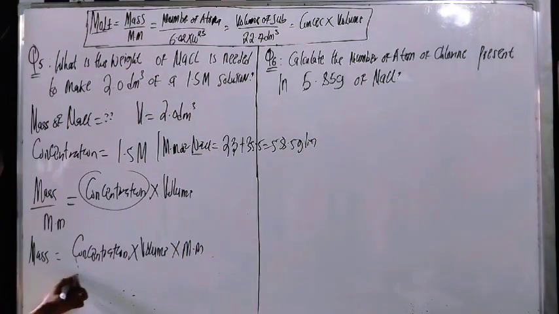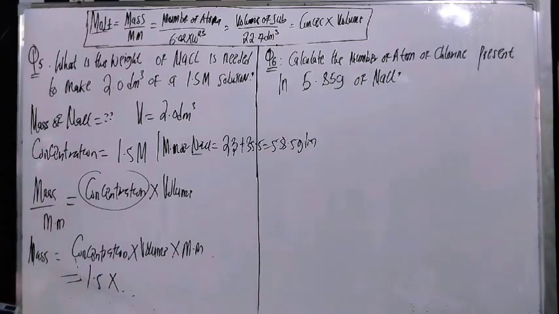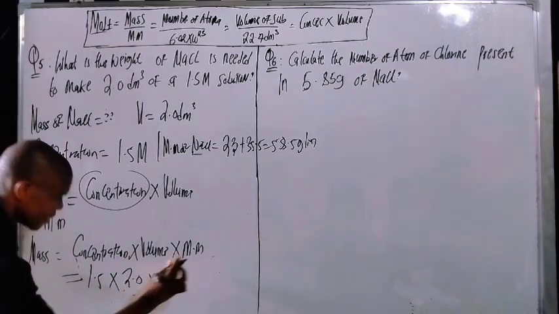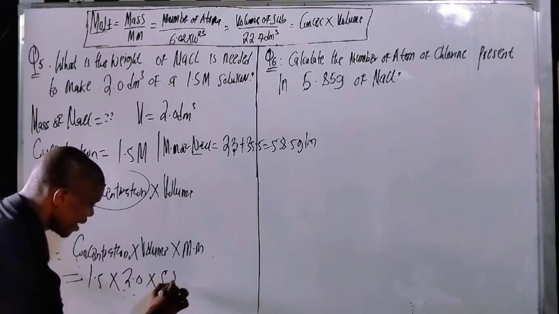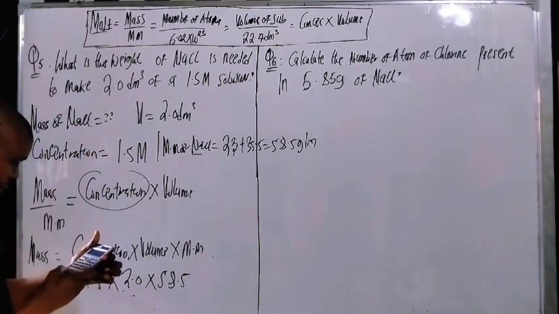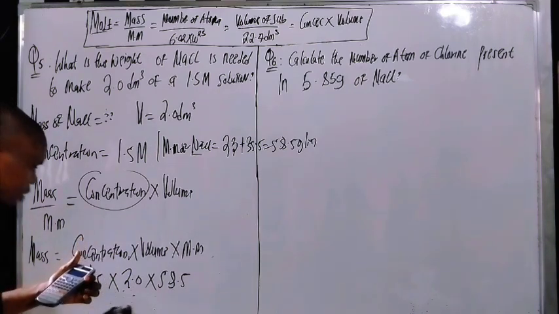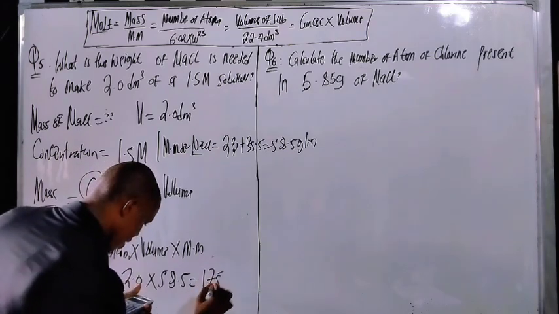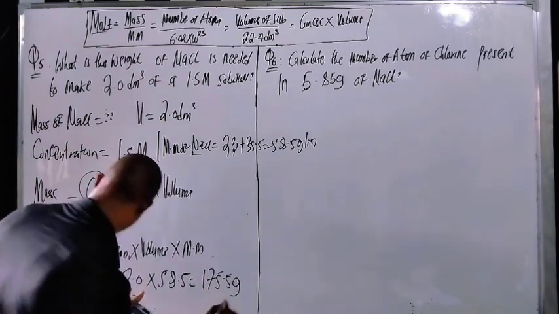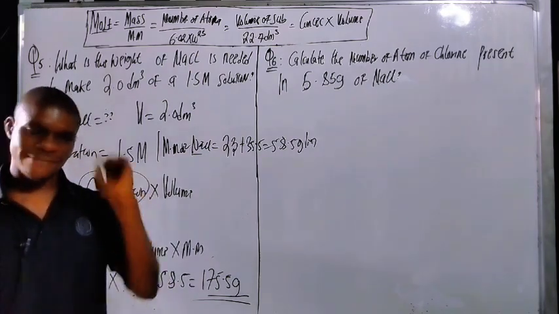So if you want to put your values here, you have concentration 1.5, times volume 2.0, times molar mass 58.5. So what will be the answer? 1.5 times 2.0 times 58.5. Here we have about 175.5 gram. That is the answer. As easy as that. It is not difficult.